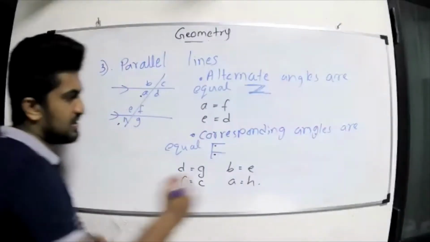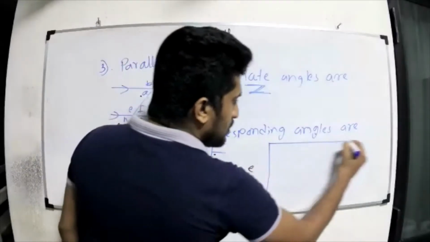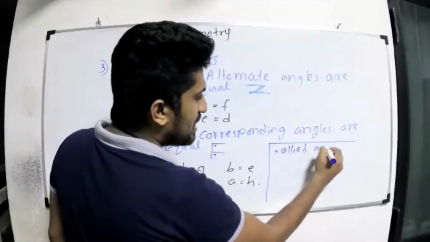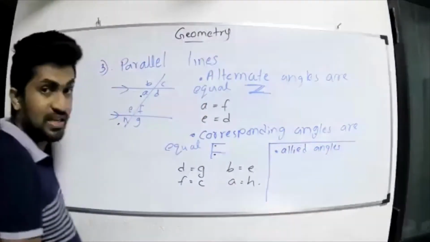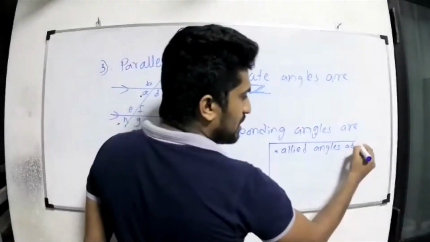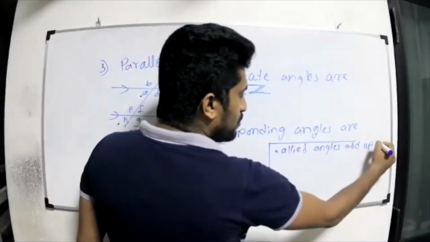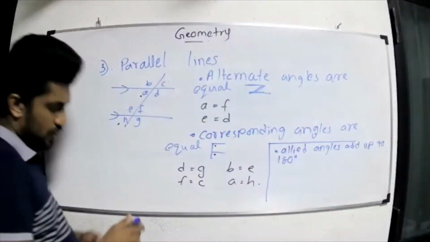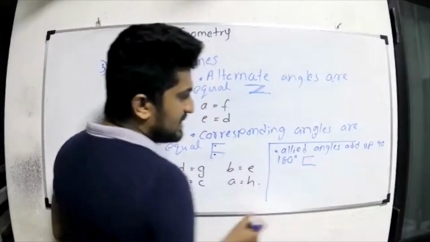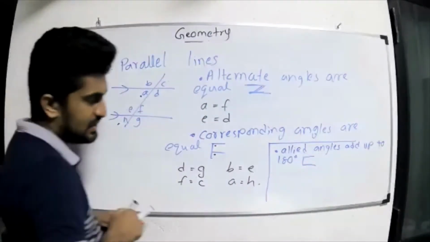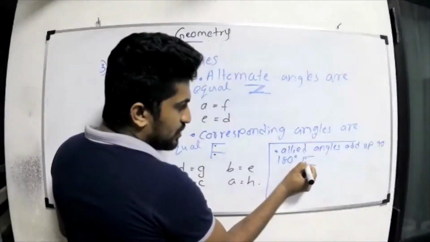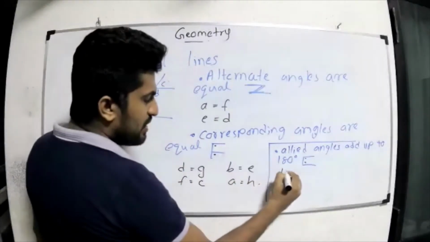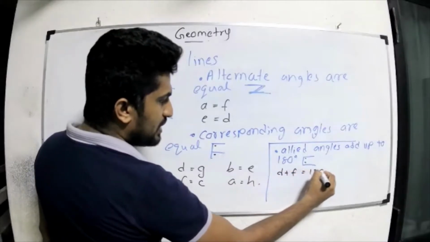In the same parallel lines, you have to learn another theorem called allied angles. Allied angles are not equal, allied angles add up to 180. How can you identify allied angles? Letter C. These two angles we call allied. Here you can see the allied angles: D and F. D plus F equals 180.